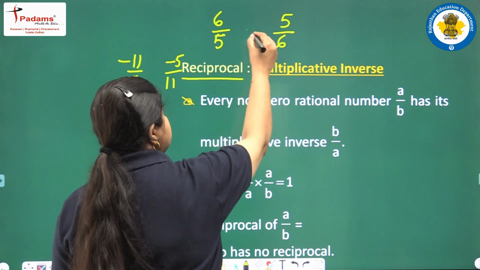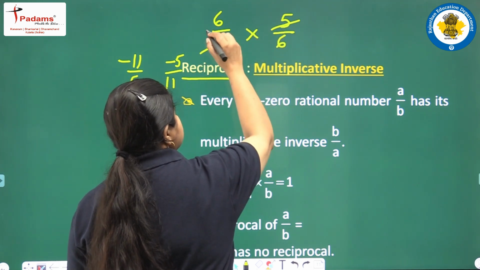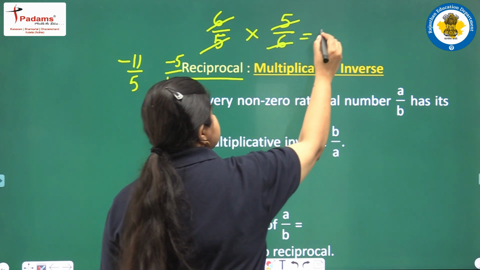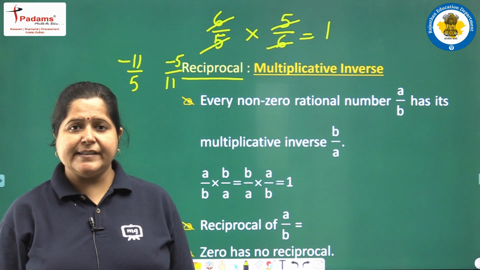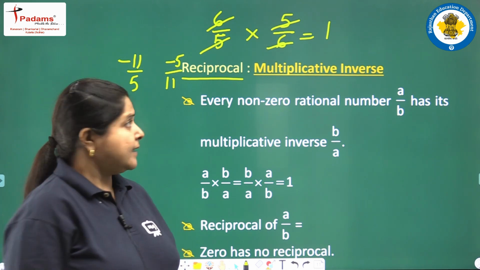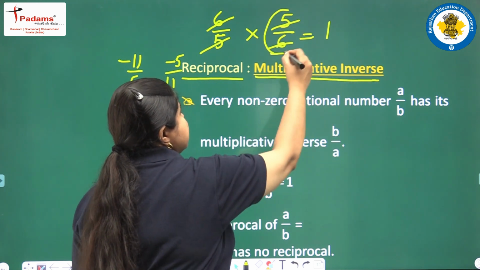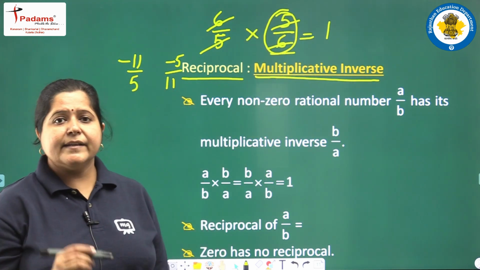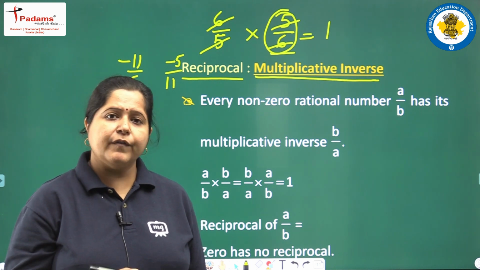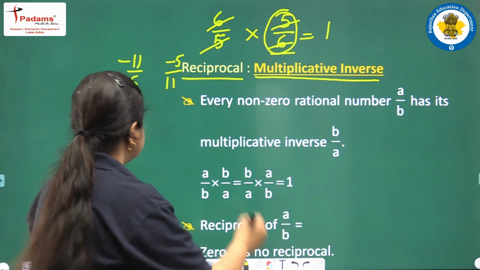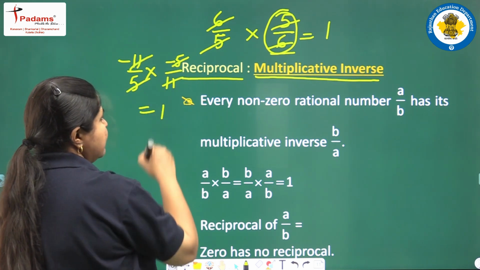Now what is the relation between these two? If we multiply both of them, you will see 5 is cancelled by 5 and 6 is cancelled by 6, and we are left with 1, which is the multiplicative identity. This gives us the name multiplicative inverse for this reciprocal. This is why the reciprocal is also called the multiplicative inverse of a rational number. If we multiply, again you will get 1.